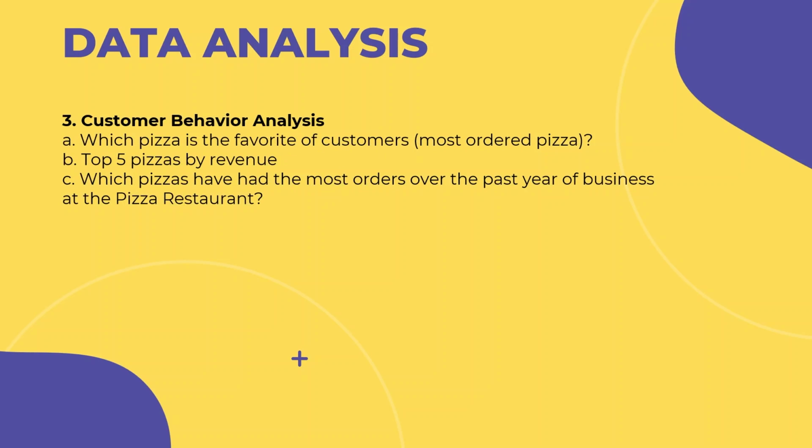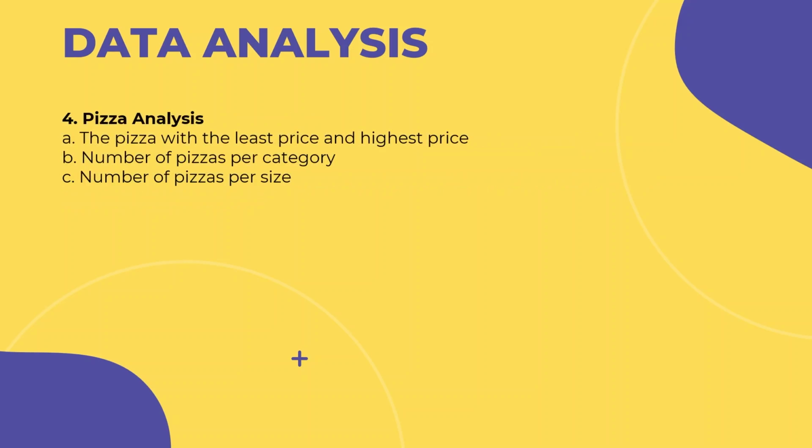Third will be the customer behavior analysis. So the analysis will be based on the customer's perspective, that is which is the favorite pizza of customers, what are the top 5 pizzas by revenue, as well as which pizzas have the most orders. Fourth will be pizza analysis, so which pizza has the least and the highest price, then what are the number of pizzas per category as well as per size.